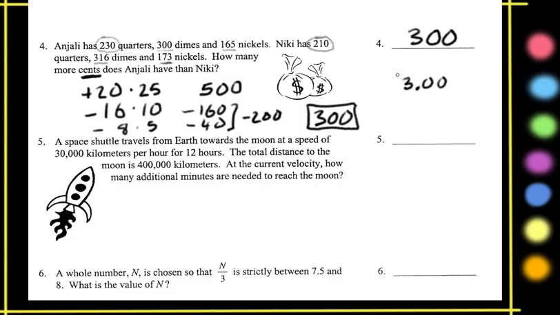So you might think, hey, $3 is the same thing as 300 cents. But it doesn't matter because they asked for how many cents. So you have to write it as 300. If you put 3.00, that would be 3.00 cents, which is not the right answer.